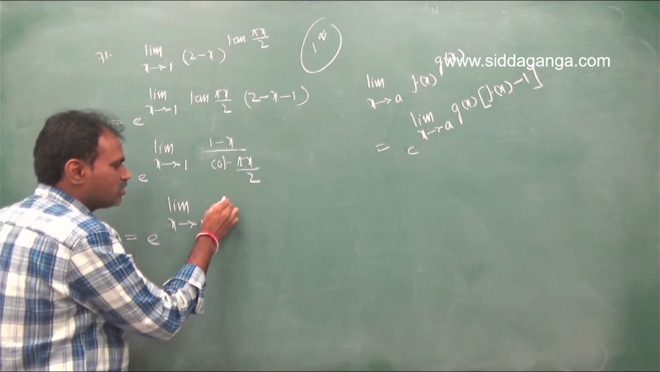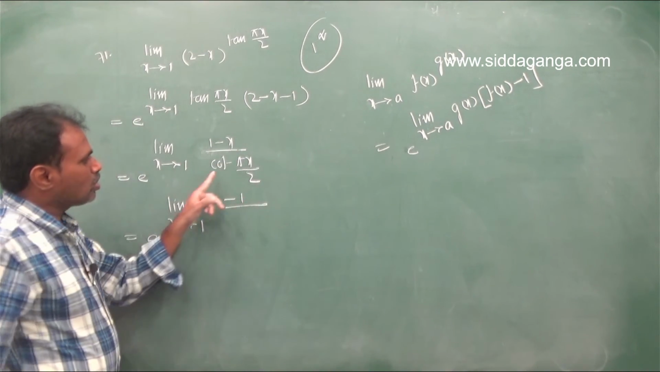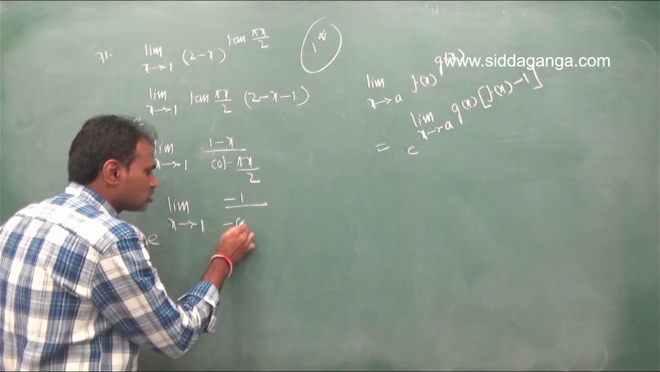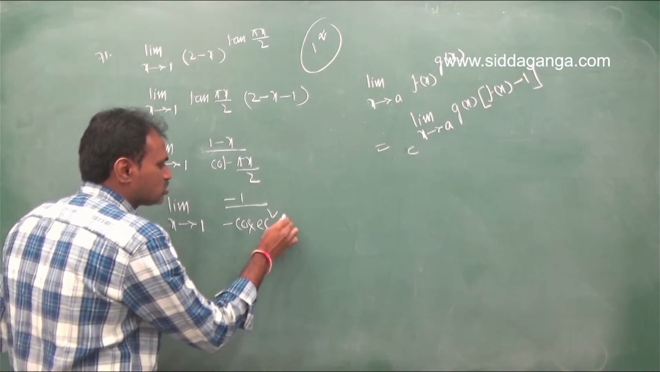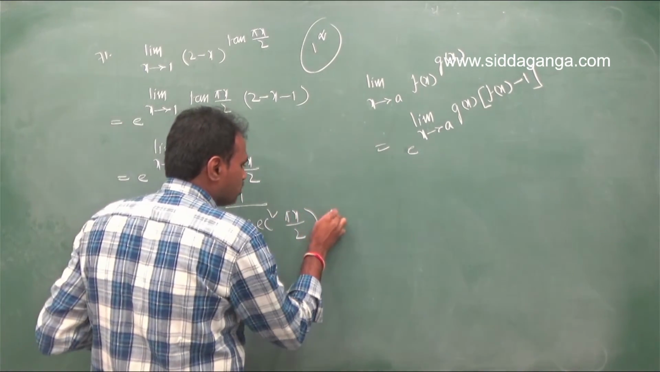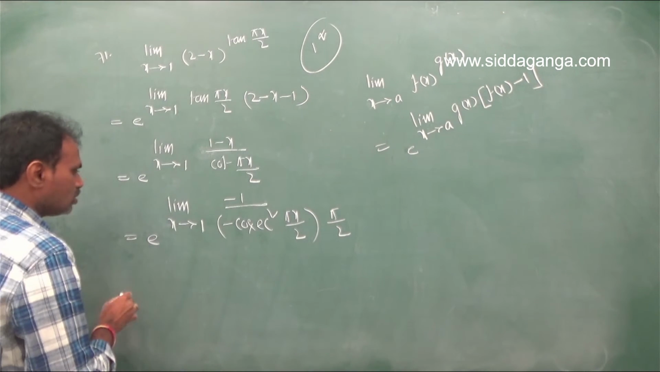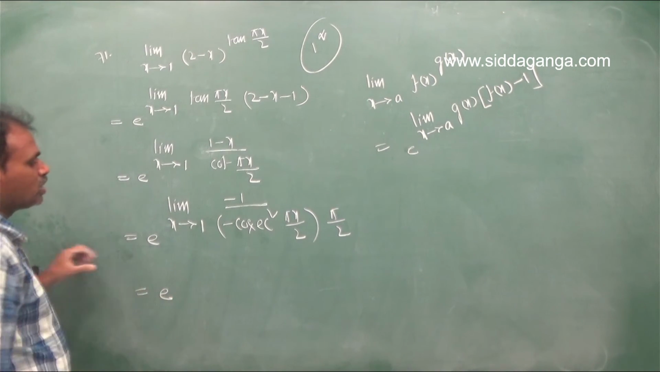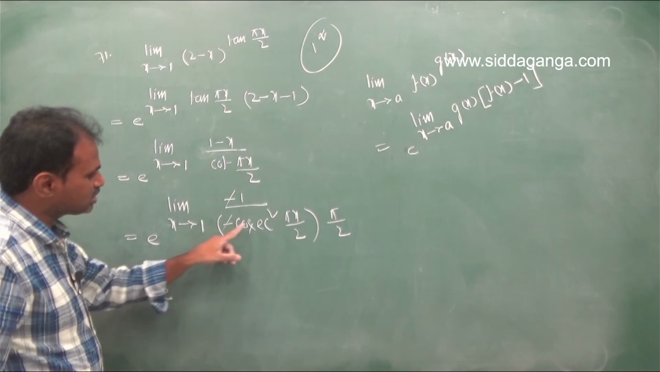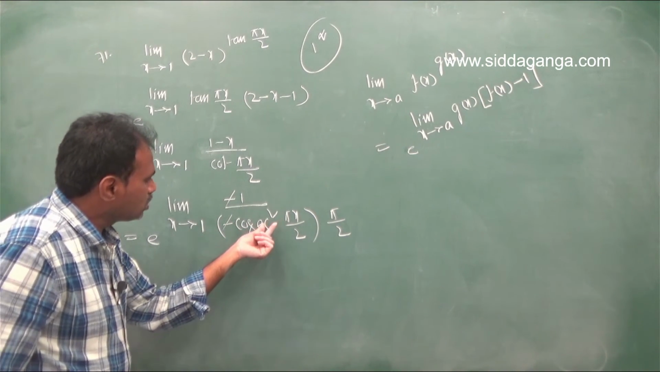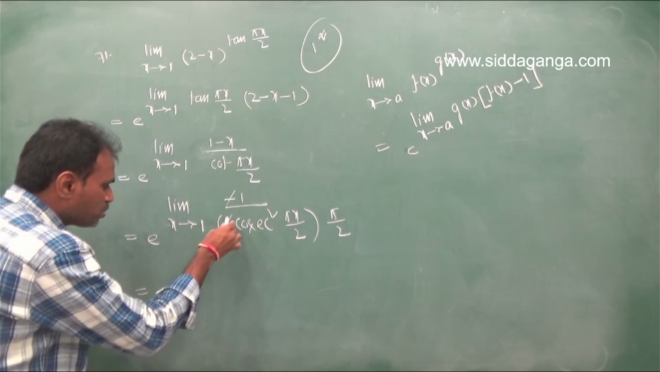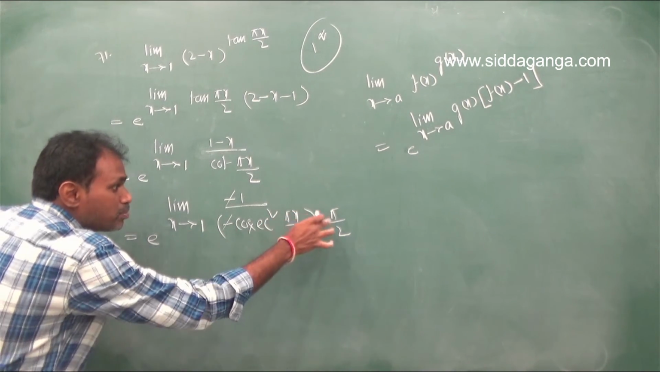The derivative of 1 minus x is minus 1, and the derivative of cot of pi x by 2 is minus cosecant square of pi x by 2, and again the derivative of pi x by 2 is pi by 2. Now it is equal to e power, put x equal to 1, therefore minus minus will cancel. If you put x equal to 1, we get cosecant of pi by 2, whose value is 1, therefore 1 by 1 by pi by 2.